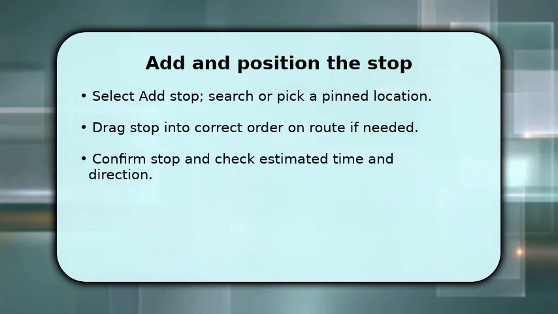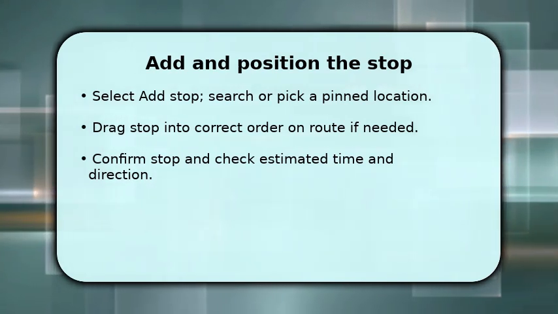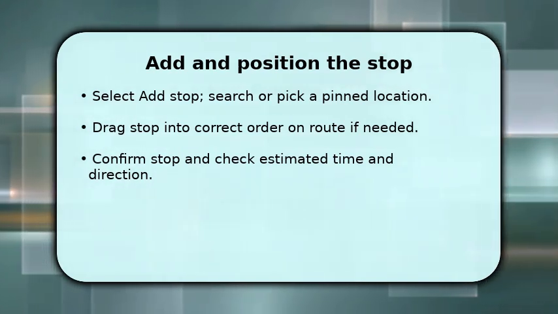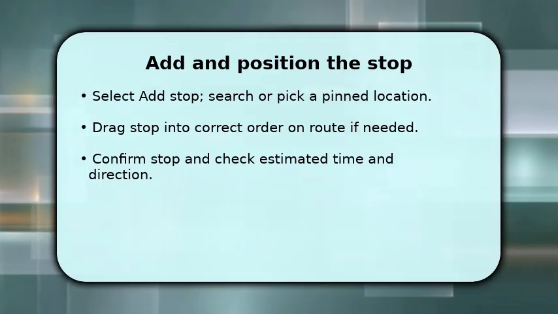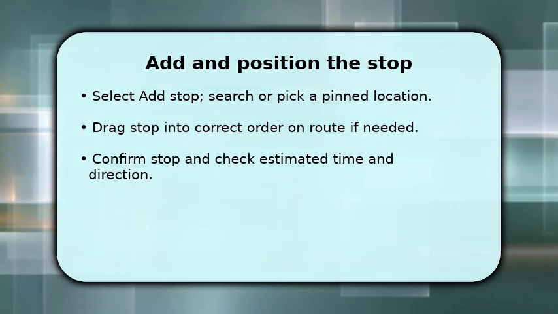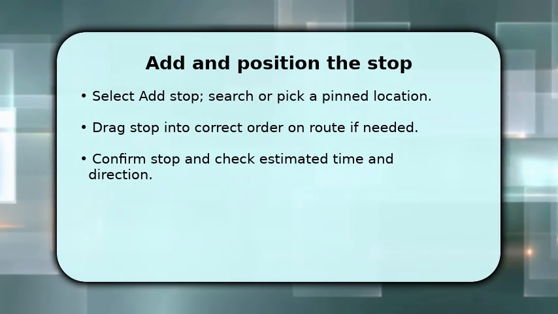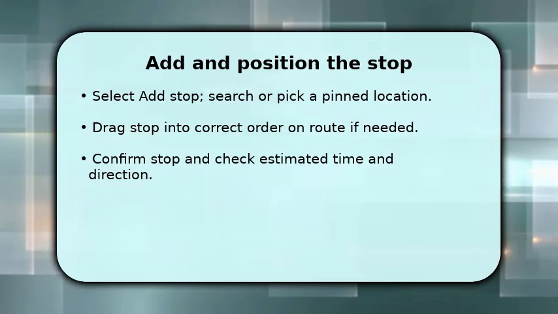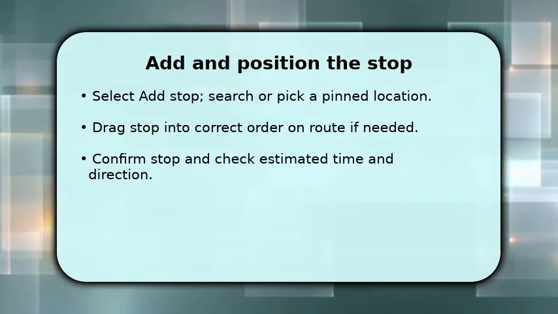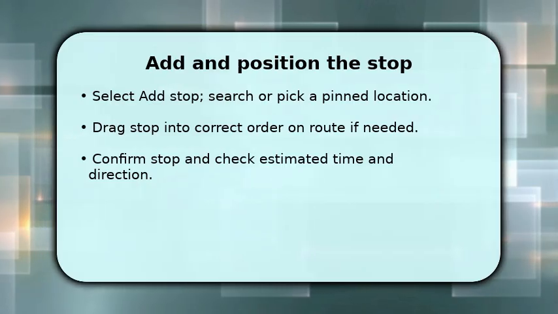Tap Add Stop on the route card, then search for an address, place, or select a pinned location. You can add multiple stops. Make sure to position each in the intended sequence by dragging or using the reorder control, because order affects travel time and directions. Once placed, review the revised ETA and route preview to verify directional flow.